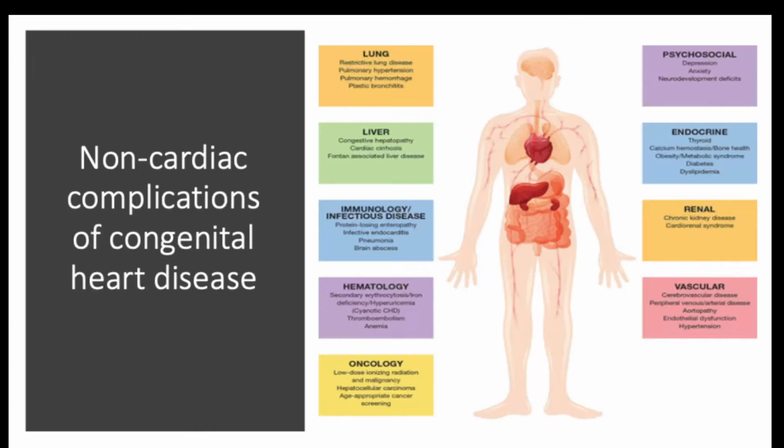From the endocrine point of view, they develop thyroid and calcium homeostasis issues. They get osteoporosis. They get obesity, metabolic syndrome, diabetes, dyslipidemia. They're at high risk for developing chronic kidney disease as well as cardiorenal syndrome. And then in the vascular system, obviously, cerebrovascular disease, pulmonary venous or arterial disease, aortopathy, so aortic disease, endothelial dysfunction, and hypertension. So as you can see, there's a lot of things that we need to go through in the preoperative visit with these kids before we can bring them to theatre.